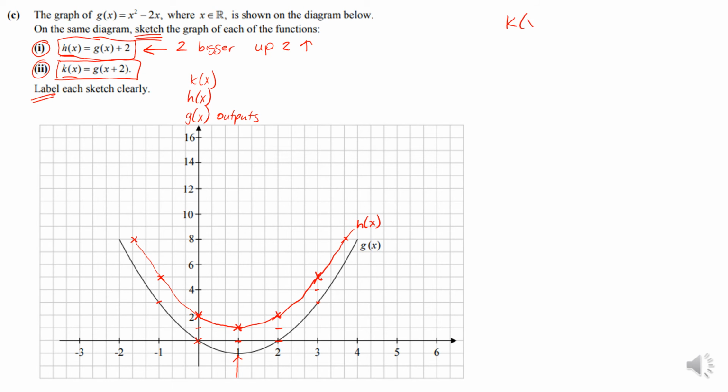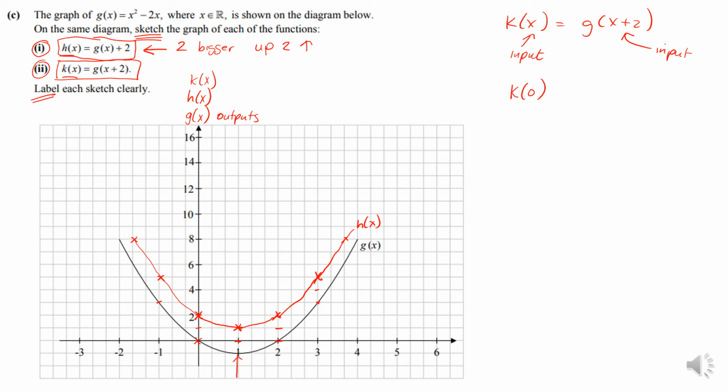So maybe we write this to the side. So in this example, it is the input values that are compared and changes a little bit, okay? So what this is saying is that when k has input x, it has the same output as when g has input x plus 2. Okay, and I think for these kind of ones I really need to use actual numbers to visualize what's happening. So let's start with 0.